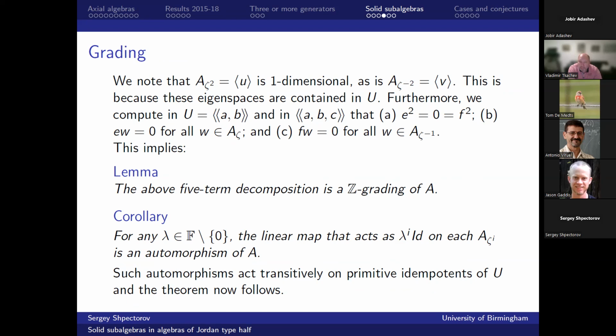Okay, but once we establish that this 5-term decomposition is a Z-grading, it immediately follows that if you take any lambda in F and you act on the i-th part of the grading with the scalar lambda to the i, then this is going to be an automorphism of A for every lambda. So you have an infinite group of automorphisms, and it acts transitively on the primitive idempotents of U. And so since we have 2 of them X's, all of them have to be X's. And this finishes the proof of the theorem.